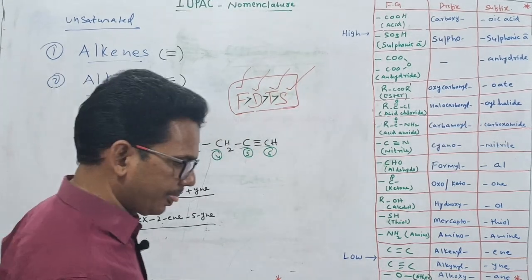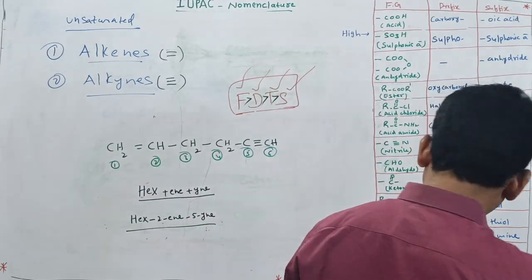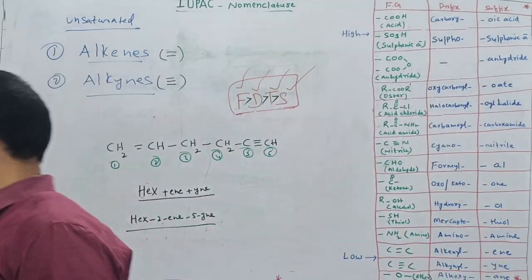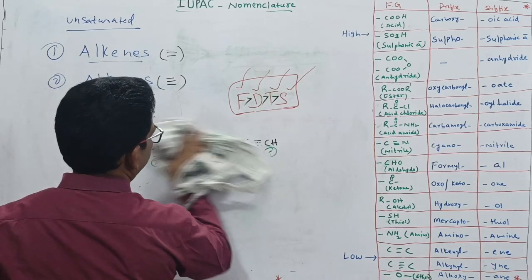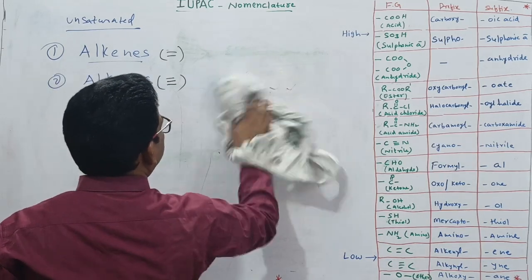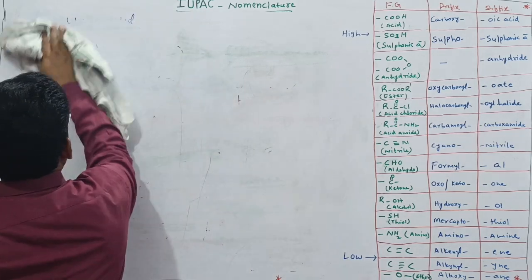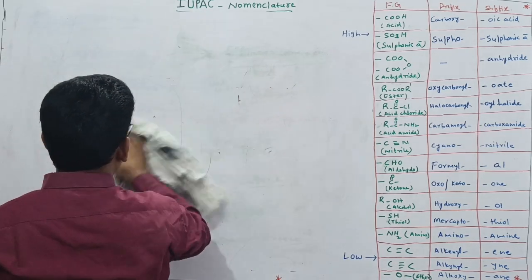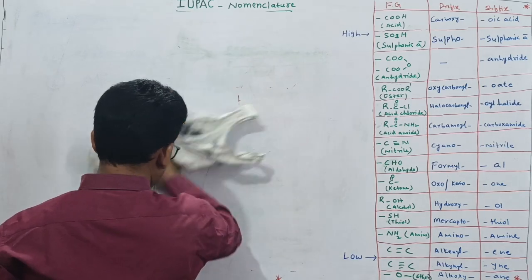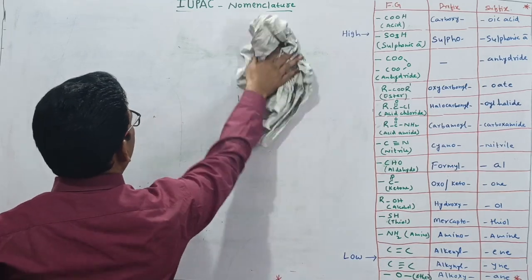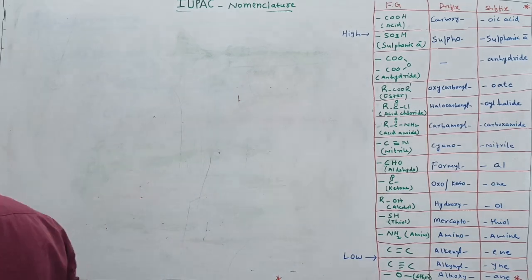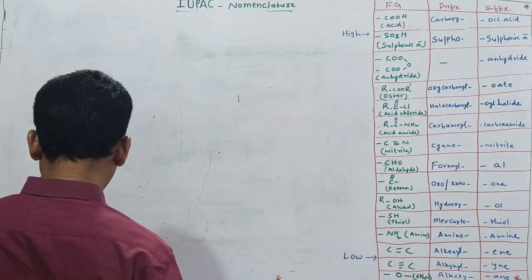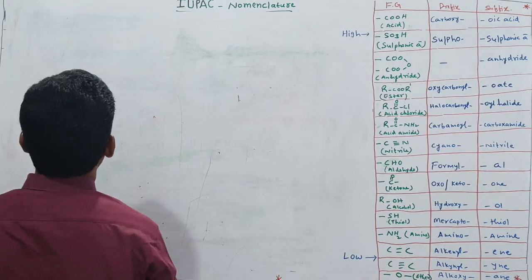Okay, next we will go for the alkyl halides. I hope you might have understood. For the saturated compounds, how we write the name, for unsaturated also how we write the name, then how we give the numbering. Now we'll go for the alkyl halides.